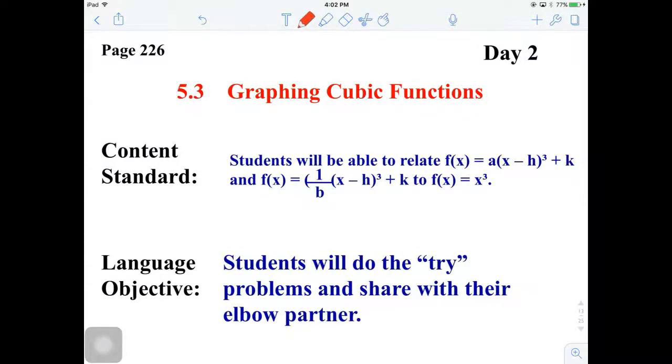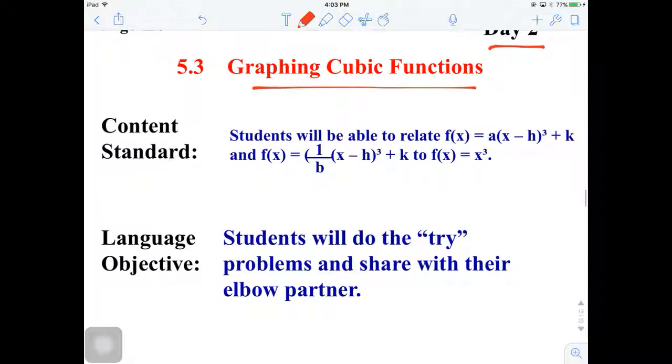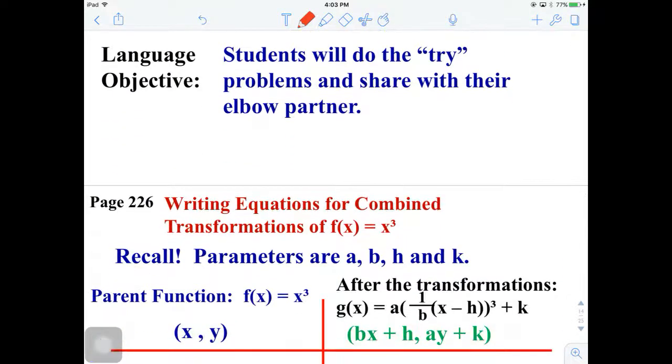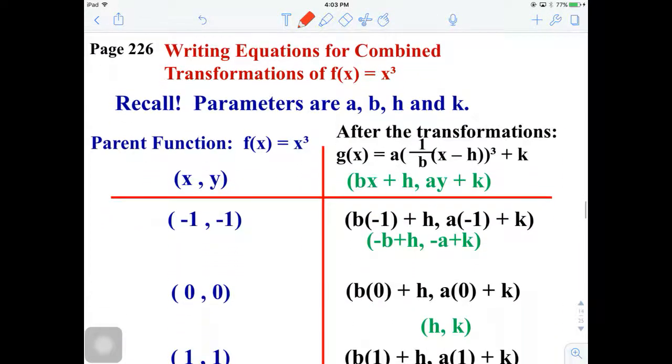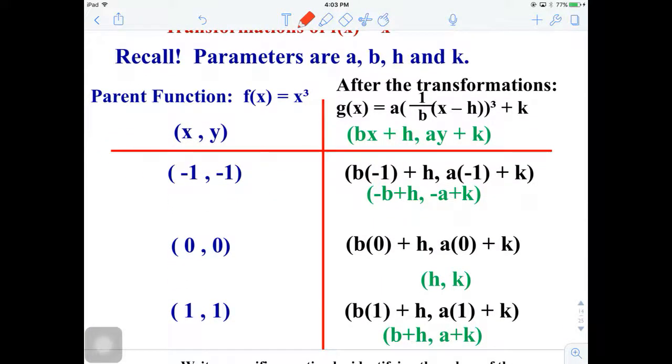Hello everyone, today we're going to continue 5.3, which is day 2, on continuing graphing cubic functions relating to the transformations. So you're going to be able to relate the equation, using the parent function, to obtain the transformation to graph the new transformed equation. And so here is a review of the points. Here's a recall of information.